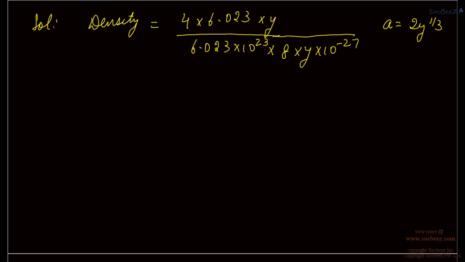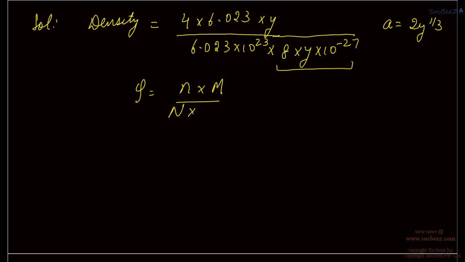Okay, and it is the property of a rock salt structure. Density will be 4 into 6.023 into y, because here n equals 4, and this is the volume. Since edge length equals 2 y raised to the power 1 by 3, volume will be 8 into y, because a cube will be 8 into y. Now converting this nanometer into meter, this will be 10 raised to the power minus 27.